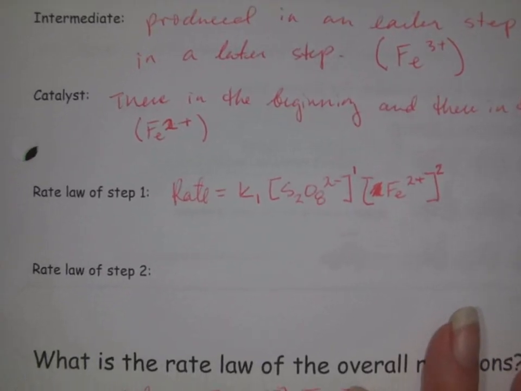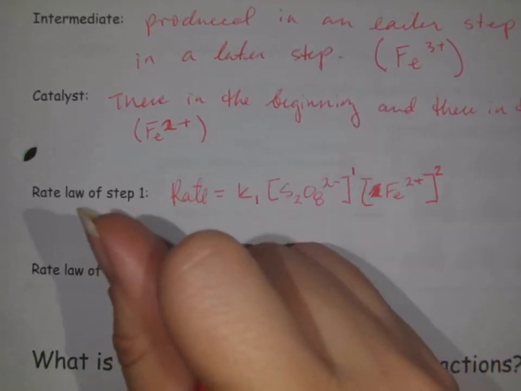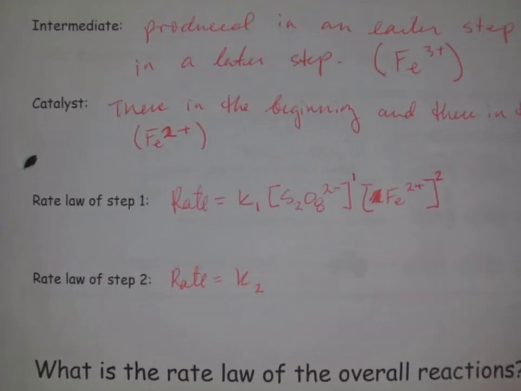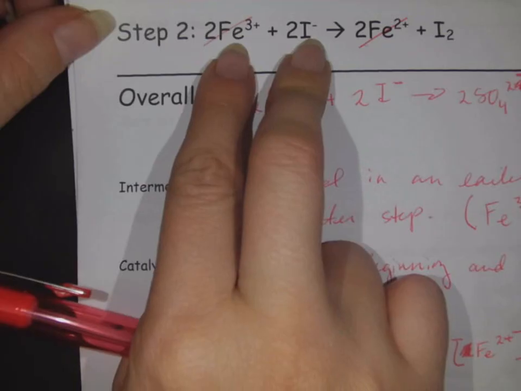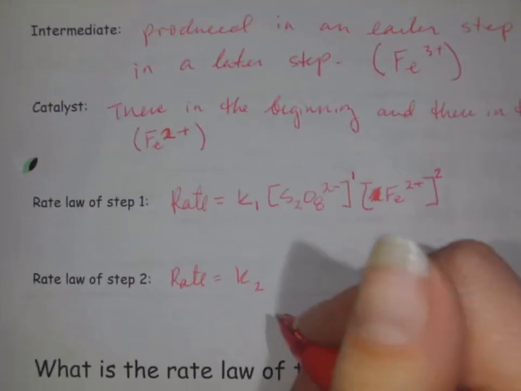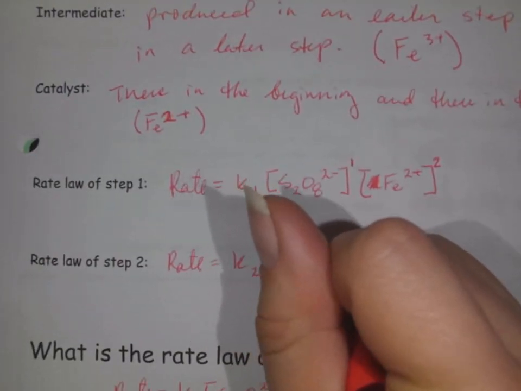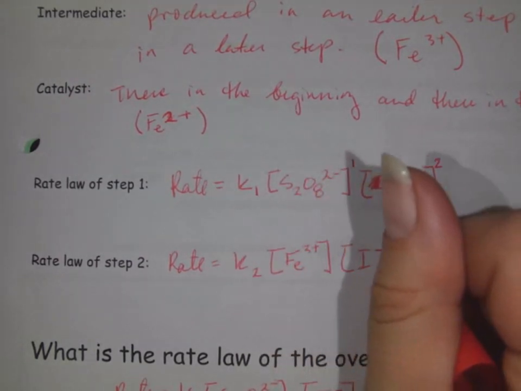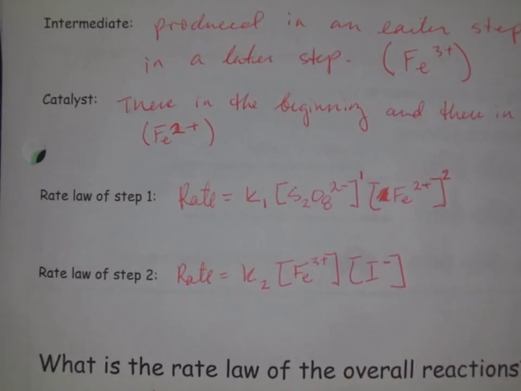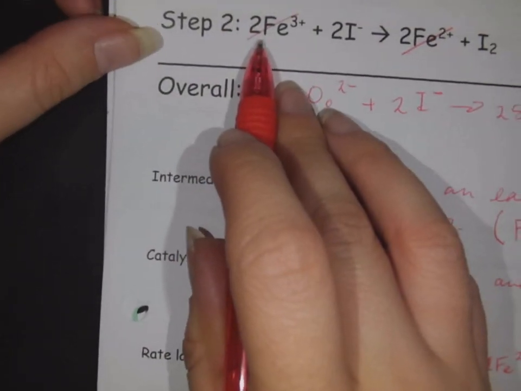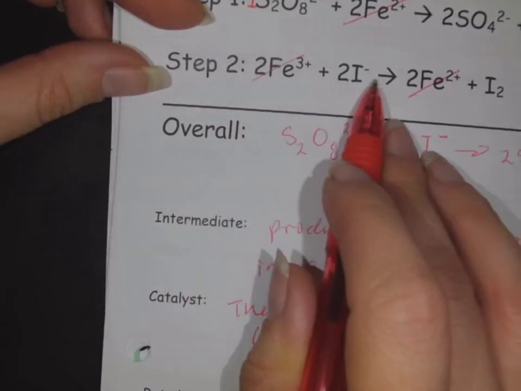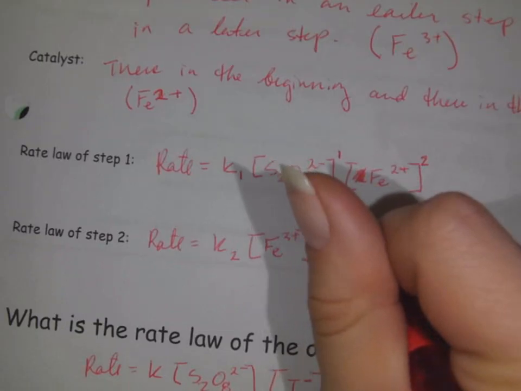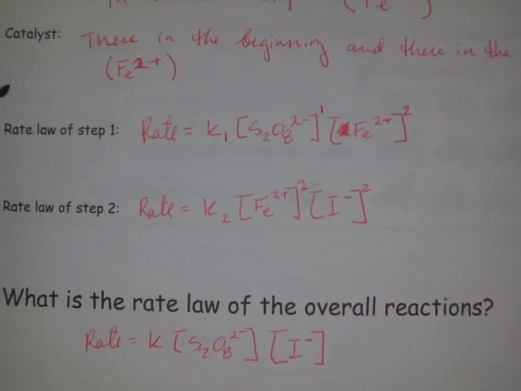Now, let's do the rate law for the second step. Rate is equal to K2. So this is the rate constant for the second step. We have 2 reactants again. We've got iron 3+ and iodine minus. So concentration of iron 3+ and iodine minus. Okay, now let's look at those coefficients. So iron 3+ has a coefficient of 2, and so does the I minus. So this is going to be second order, and this one's also second order.